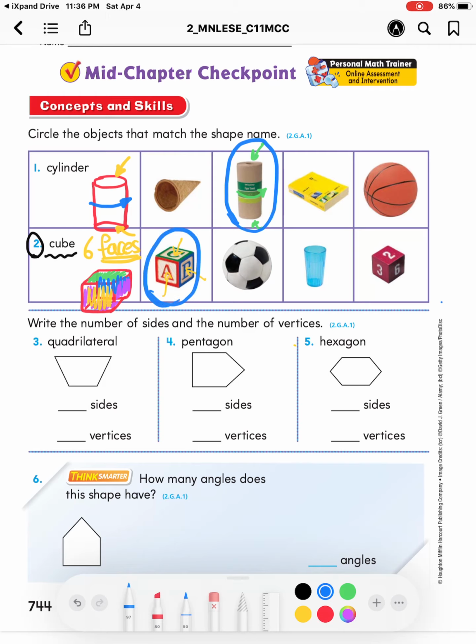Now let's move to the next shape. This shape is a soccer ball. So this football looks like what? It has only curved shape, so it can roll. Now, what is the name of this shape? It's a sphere. Excellent.